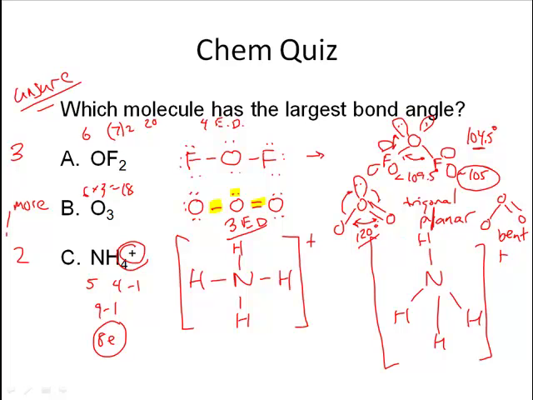The angle is still about 120 degrees. Okay? It is called bent or angular for O3. 120 is greater than 105 and 109.5. So the one with the largest bond angle is ozone, O3.